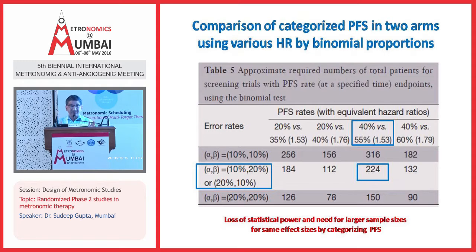If you wish to reduce the determination or the ascertainment bias, or the bias in performing the assessments of progression, one can categorize the survival variable at a predefined time point.